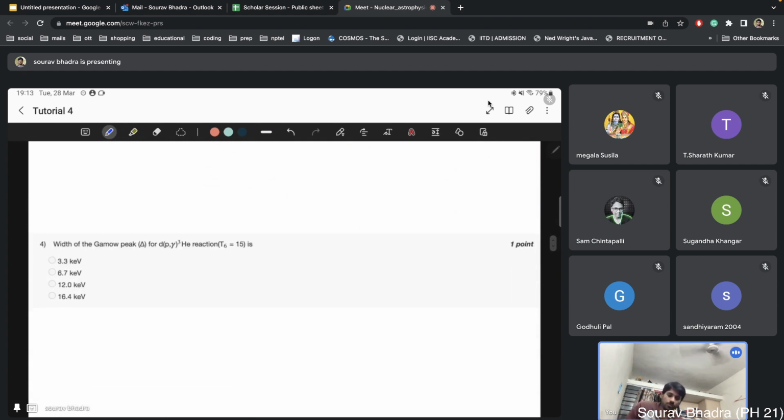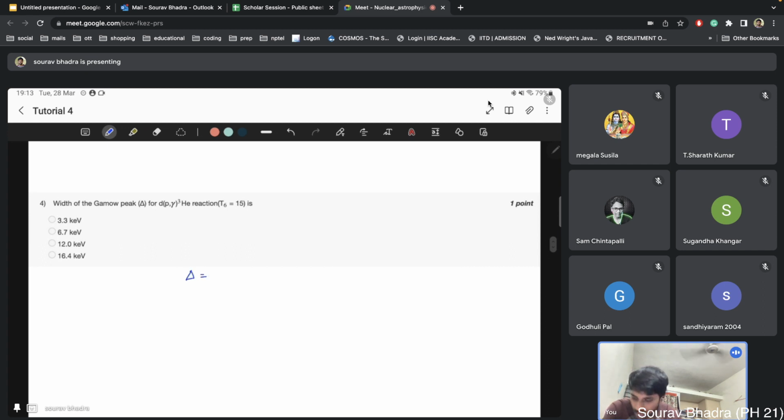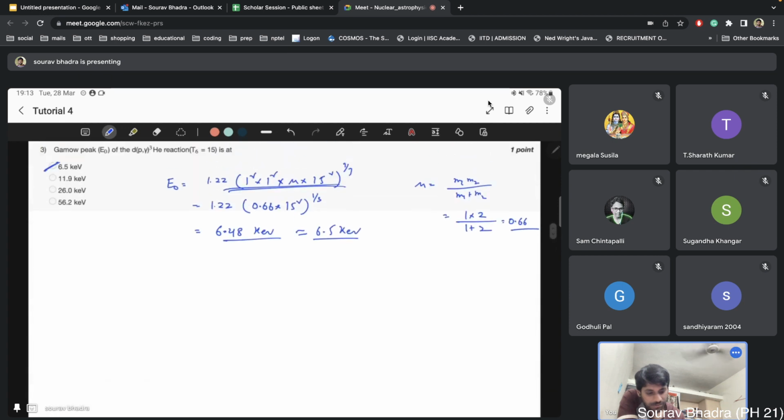Now coming to this part, width of the gamma peak. Till now, in the problem solving part, we have calculated E0. Now for the first time we have to calculate the delta. So delta was 0.479 (Z1² Z2² mu T6⁵)^(1/6). Let me check. Yeah, I have memorized it. It is the same reaction, deuterium plus proton reaction, so no need to do all the other stuff. Z1 and Z2 will be 1 and 1. Mu we have just calculated, which is 0.66.